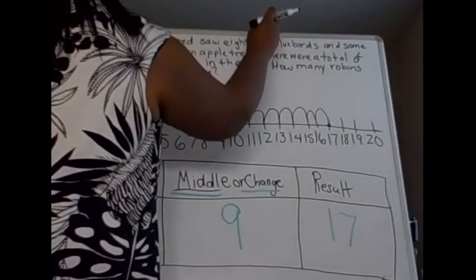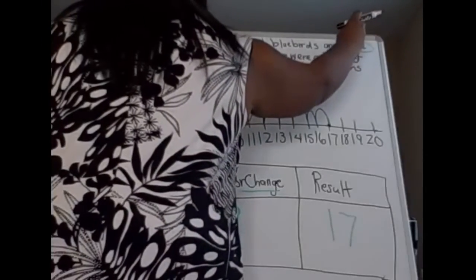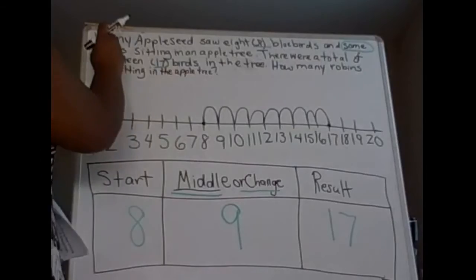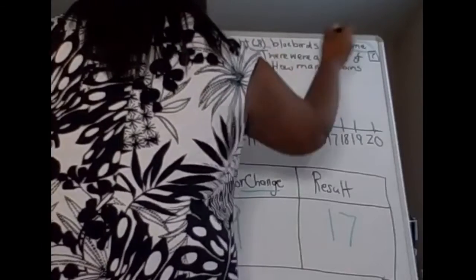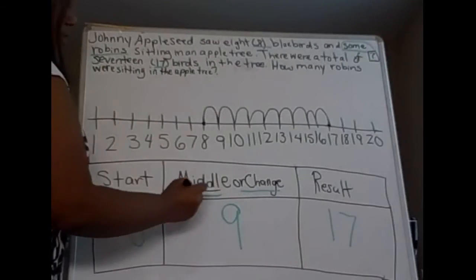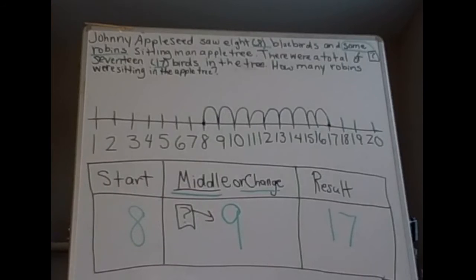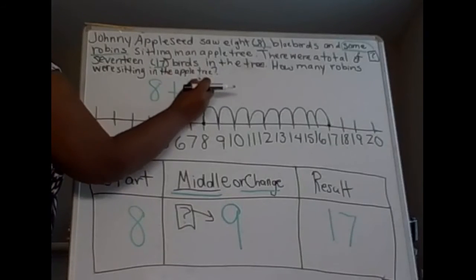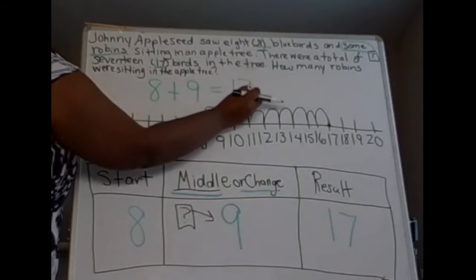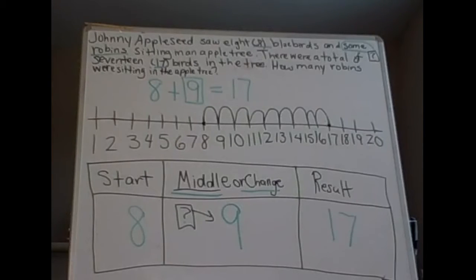So 8 and 17 was given to me, and then it says in some. That word lets you know that we don't know how many robins were sitting in the apple tree. So that sum is that mystery number. It gets that question mark with that square. In the beginning, we started with a question mark, and we found out that it was 9. So now we're ready to write our equation. Our equation would be 8 plus 9 more hops equals 17. So we solved for the unknown, or the middle number, which was 9.